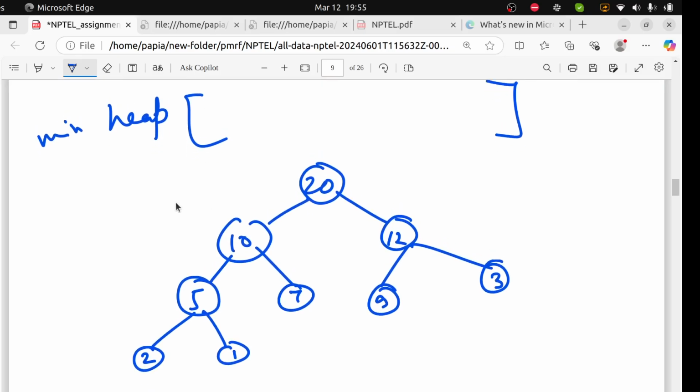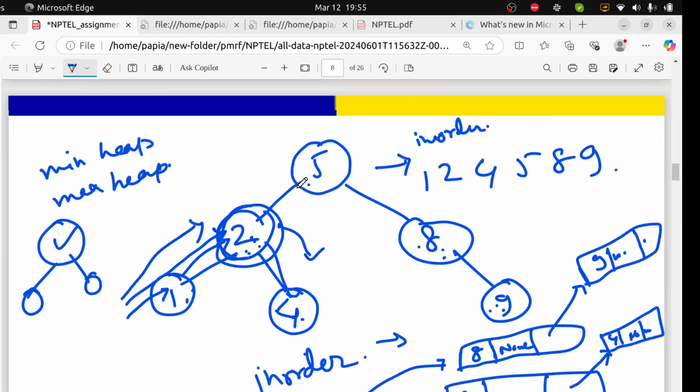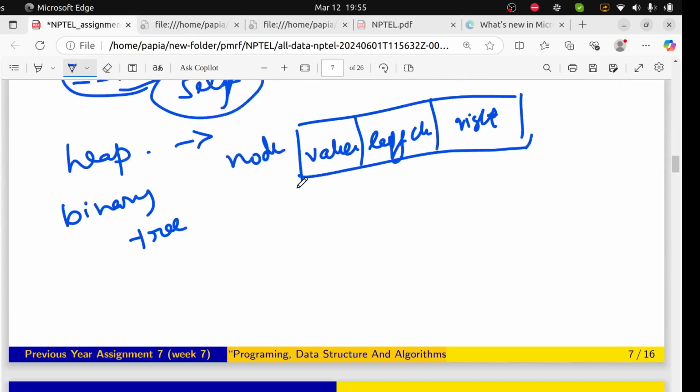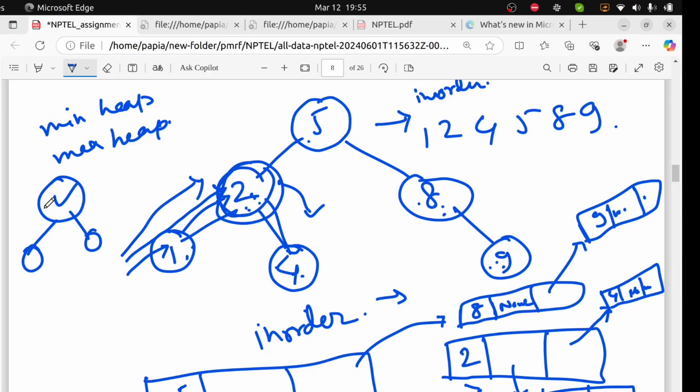And max heap was different. So if min heap is... No, there. Previously you were telling that min heap means it is a kind of binary tree where the root node is having the smallest element among the tree. No. Max heap means... Did I tell that one? Min heap was larger. And we started with the heap only.